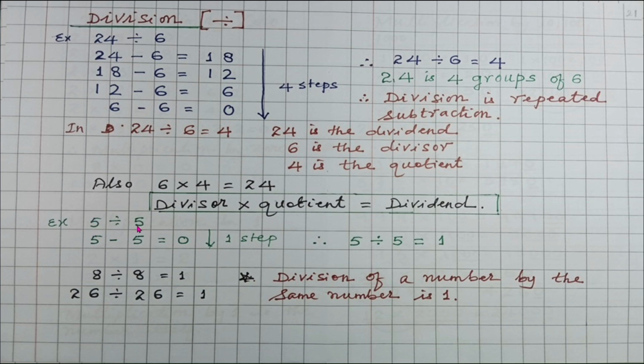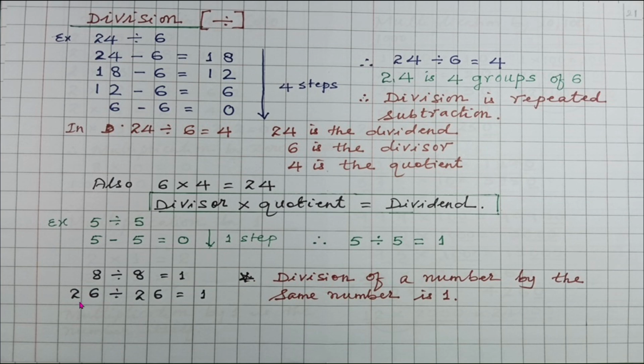Now 5 divided by 5. I am dividing 5 by again 5. So 5 divided by 5 means I have to subtract 5 from 5. 5 minus 5 is 0. That means 1 step down. That means 5 divided by 5 is always 1. So therefore remember, any number divided by itself, the quotient is 1.